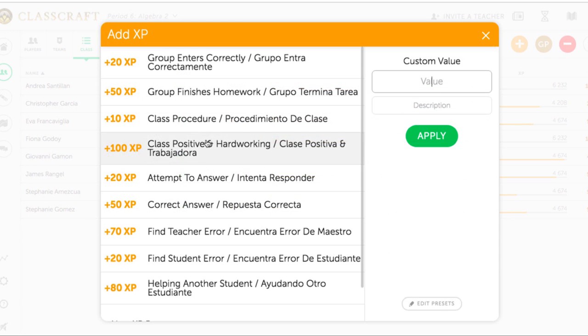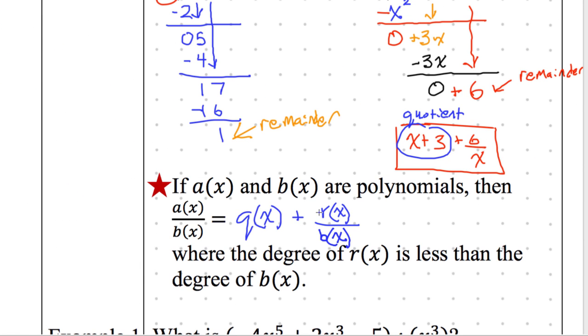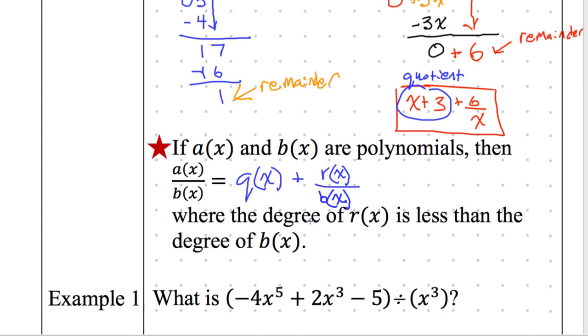This is our key for unlocking all of our problems today. You didn't even know that was a key and you're already solving problems. This is just making it more formal. And by the way, there's this little note. This note would be in tiny text at the very bottom of the page that you will always forget. The degree of r of x is always less than the degree of b of x.